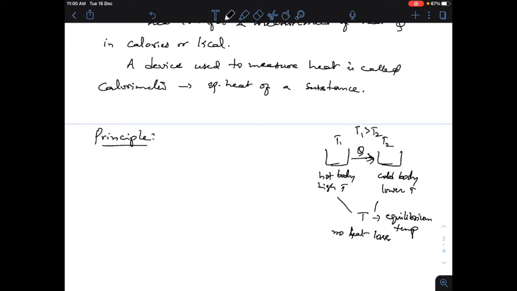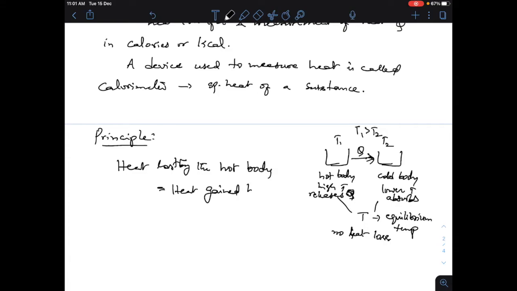So the hot body releases heat Q, and the cold body at lower temperature absorbs it. So heat lost by the hot body is equal to heat gained by the cold body. So this is the principle.